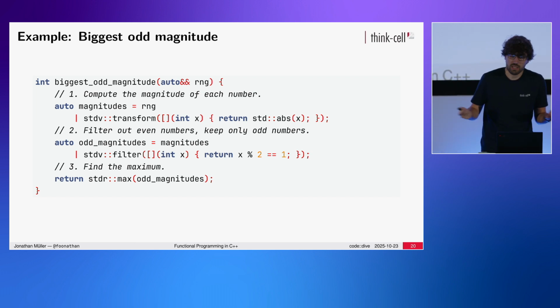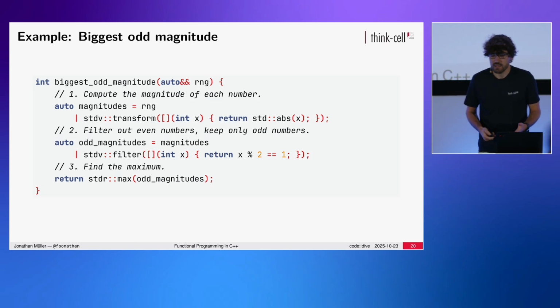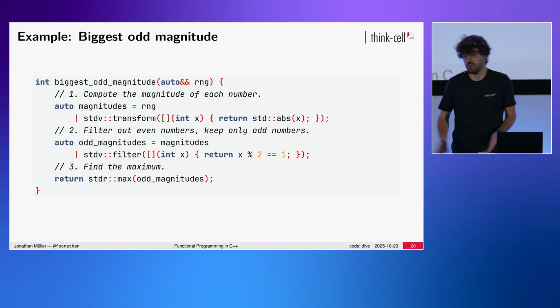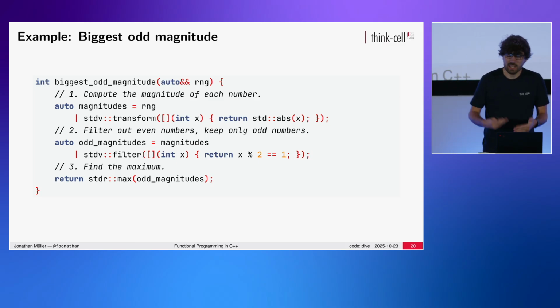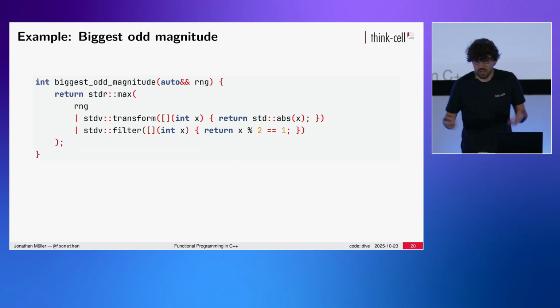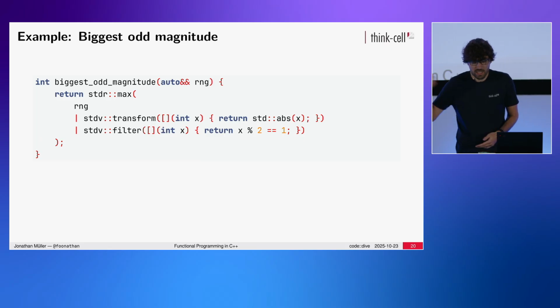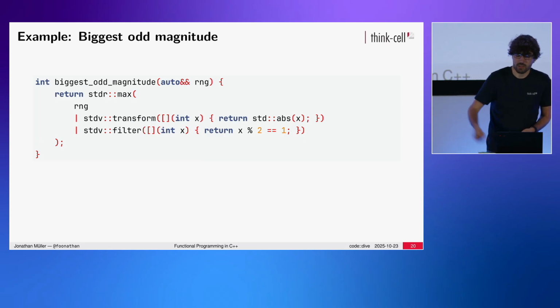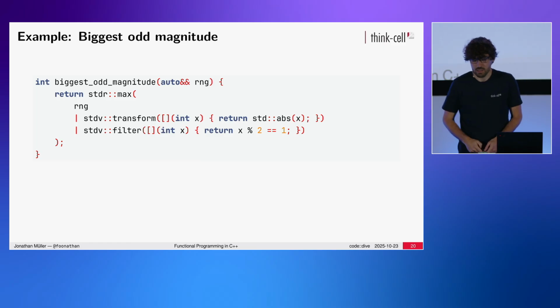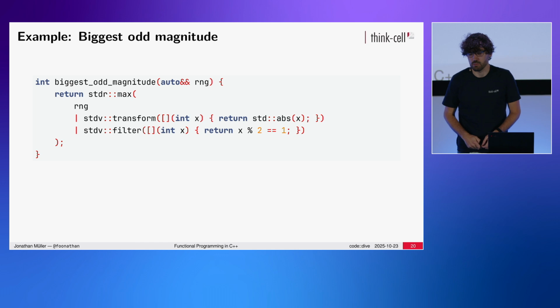Now you might say, well, we still have state there. We've got the magnitudes and the odd magnitudes. But that's not really state. That's merely labels for parts of the pipeline, right? Because they don't really contain anything. They're just a description of the data, right? And in fact, the more canonical way to write it is just inline. So the biggest odd magnitude is given by taking our range, transforming it to get only the absolute values, and then filtering the odd ones. And this is now a very functional composition.